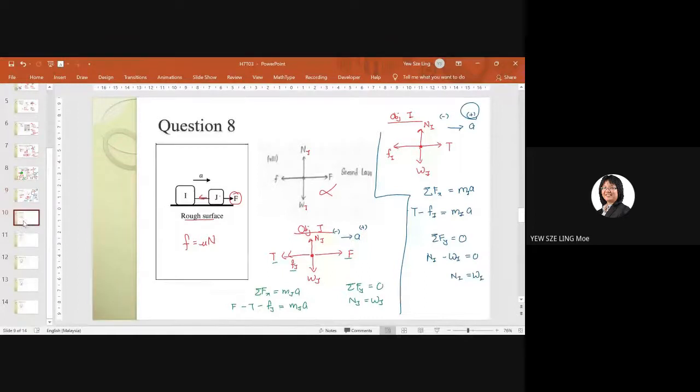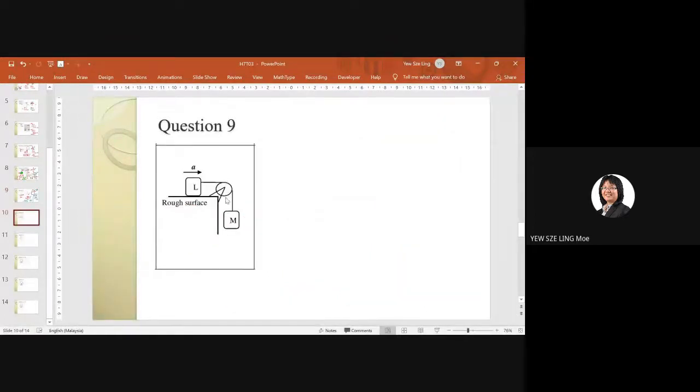All right, next one. So this question is interesting. Why? Because now you have A in 2 different directions. For object L, the A is going to the right, but for object M, the A is going downwards. So this is the thing that you have to take note of.